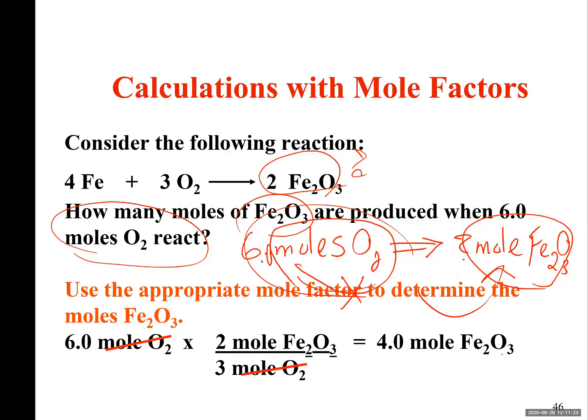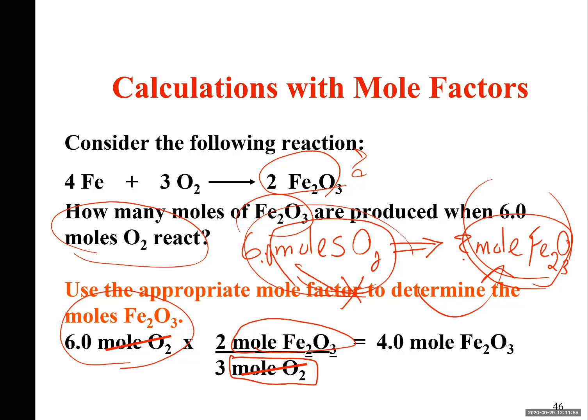So can I say we are starting with 6 moles of O2. I want to cancel moles of O2. I write that on the bottom. I write moles of O2 on the bottom. I want to convert to moles of Fe2O3. I write moles of Fe2O3 on the top. Remember, the third step in writing a unit conversion factor is always relating top to bottom.